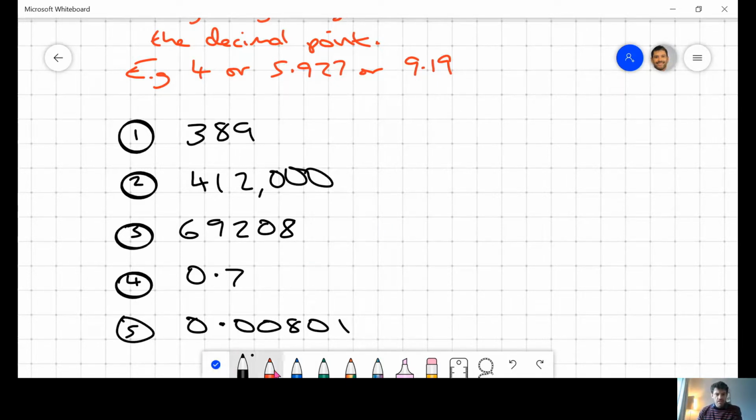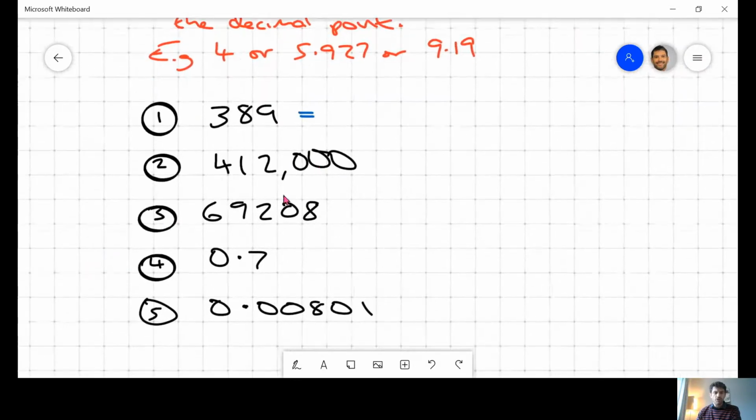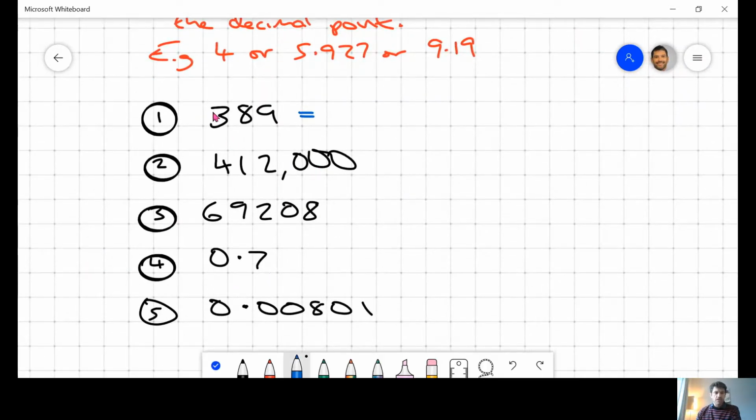But these are just practice questions, so we'll do them together. Right, so first of all, we've got to find this number up the front here. It has to have a single digit before the decimal point. So it'll be something point something something. So we're going to take the three. It'll be 3.89, okay? That's what I mean by only one digit before the decimal point. 3.89, and then we work out what the power of 10 is going to be. Well, if I did this times 10 to the power 1, it'd be 38.9. So it's going to be 10 to the power 2, 389.